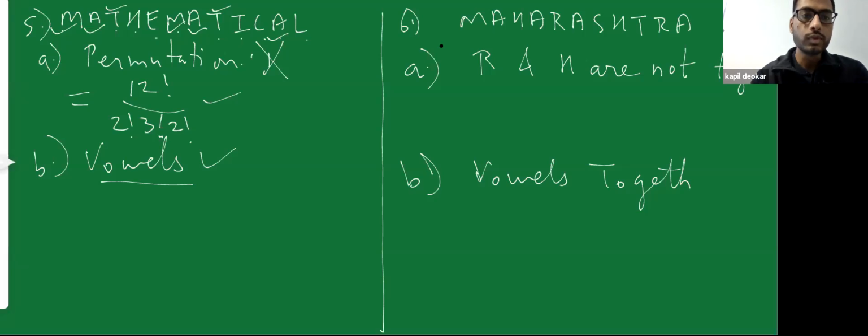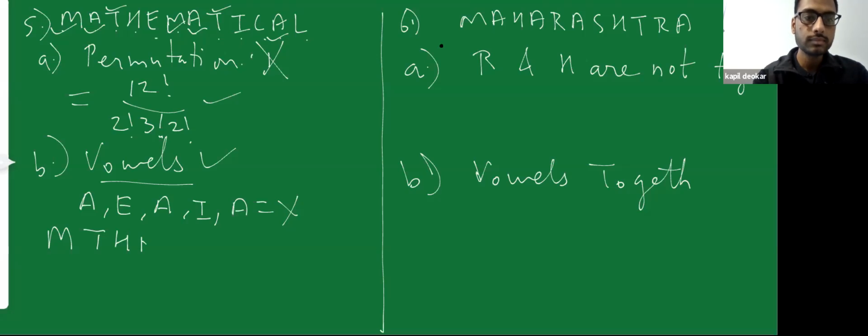And if I want my vowels to be together, what am I going to do? I'm going to tie them up and consider them as one unit. So I have A, I have E, then again I have A, I, and A. So these are my vowels. I'll write my vowels as X. Write the remaining letters: M, T, H, M, T, C, L. And then at the end, we'll consider a letter X.